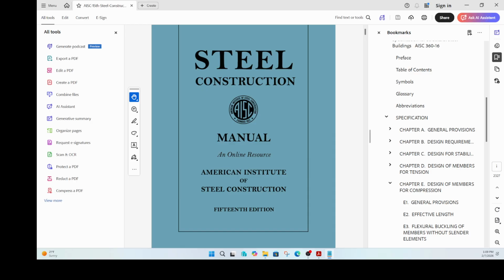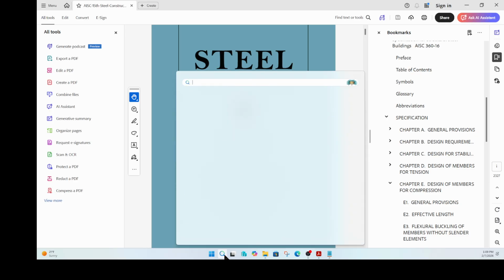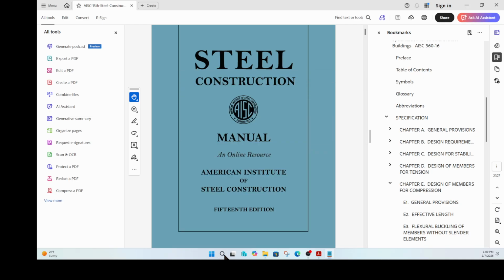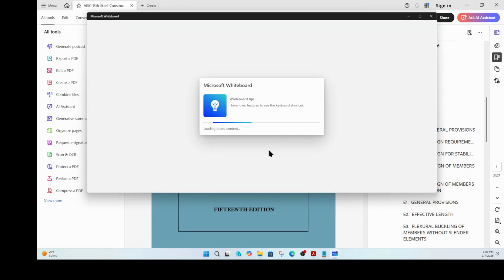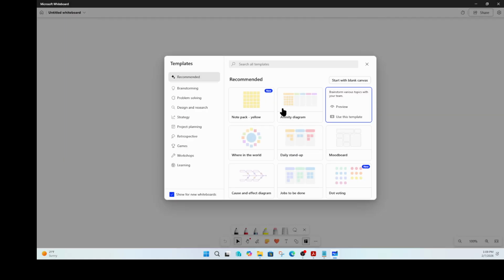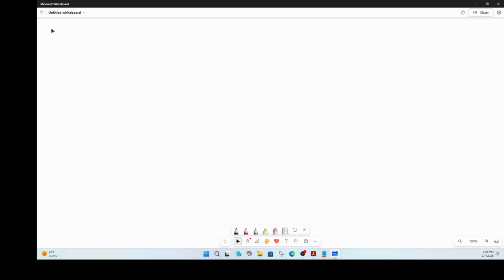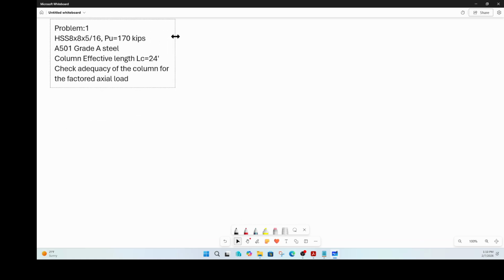So let's get started. I will open up the first problem. We'll see what we have here, and then go from there. I'm pulling up information here. All right, so that is our first problem. Looks like we have an HSS section, and then let's see what we have.